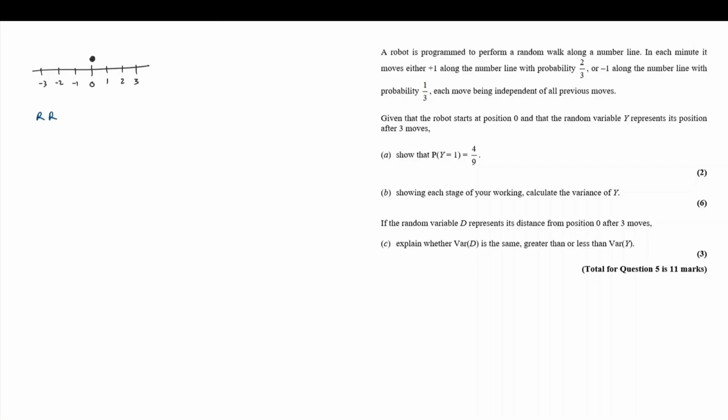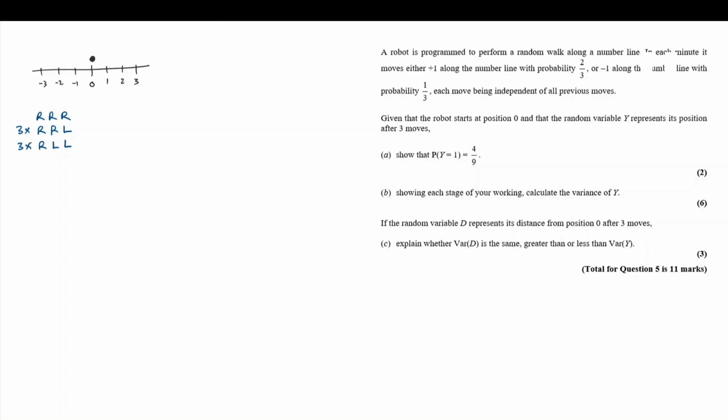It can move to the right 3 times, or it can move to the right twice and left once. There are 3 ways that can happen. And that's with the left move being third, or the left move being second, or the left move being first. So there are 3 ways that we can get 2 moves to the right and 1 to the left. All 3 of them mean we end up in the same place. 2 to the right and 1 left leaves us on the number 1.